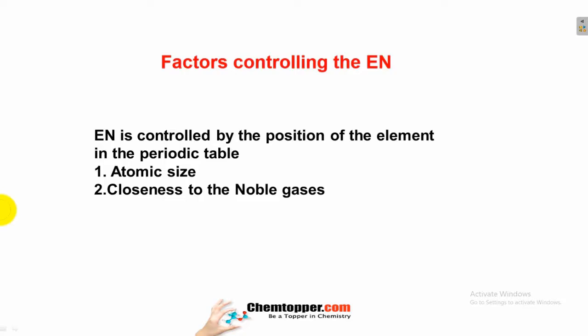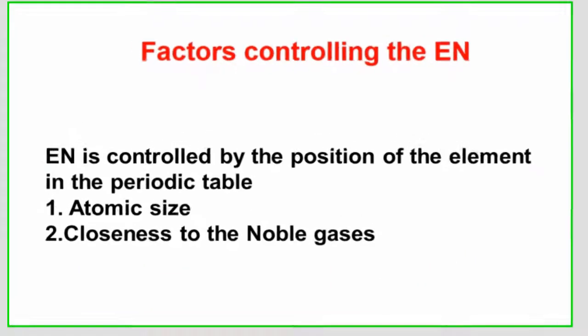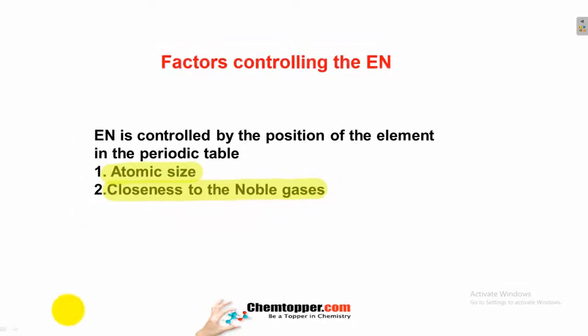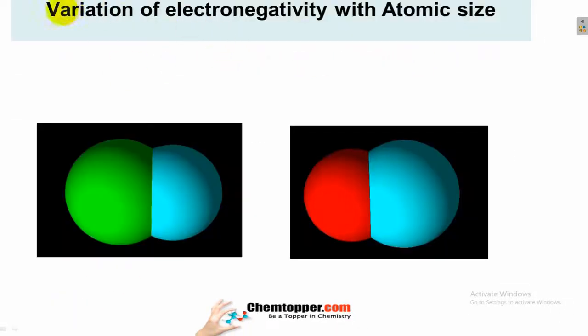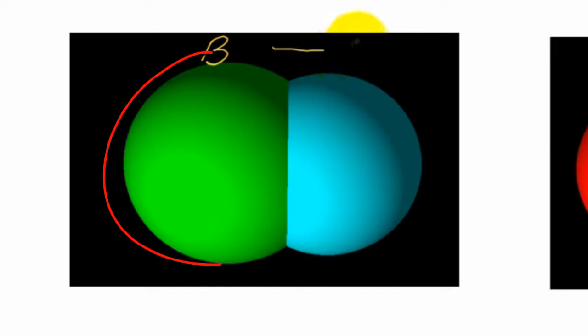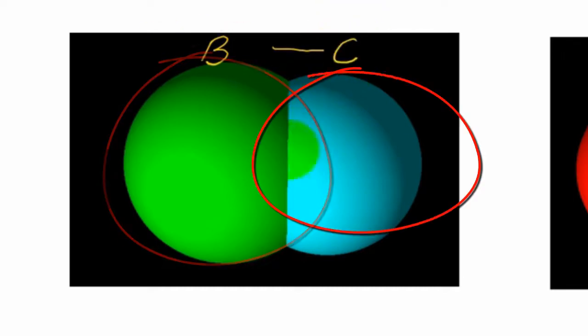Let's discuss electronegativity based on the position of the element in the periodic table. Two major factors: atomic size and closeness to the noble gases. First, we will discuss the variation of electronegativity with atomic size using different examples. We are taking the very first example of boron and carbon atoms. Boron is bigger in size than carbon atom.